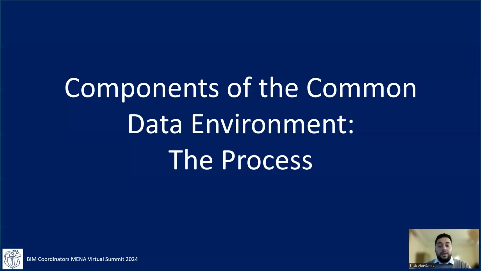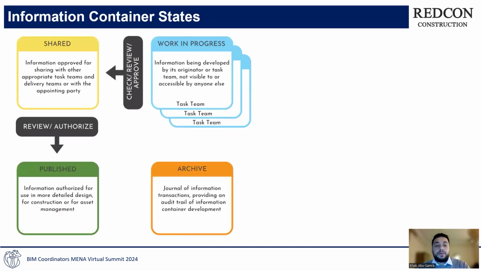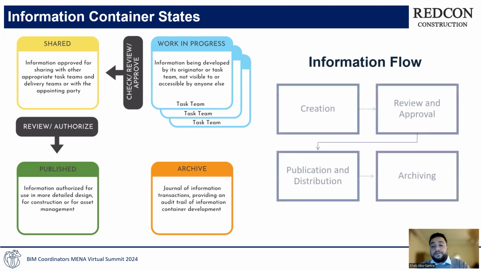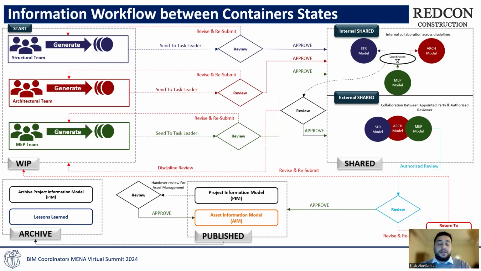Okay, so let's dive deep to know the components of the common data environment. First of all, we have four information container states, which are work in progress, shared, published, and archived. The information flows among these containers in a standardized workflow. So the workflow is creating the data, then sending it to review and approval, then publication and distribution of this data, and it is very important to archive this data. Let's understand the workflow together.